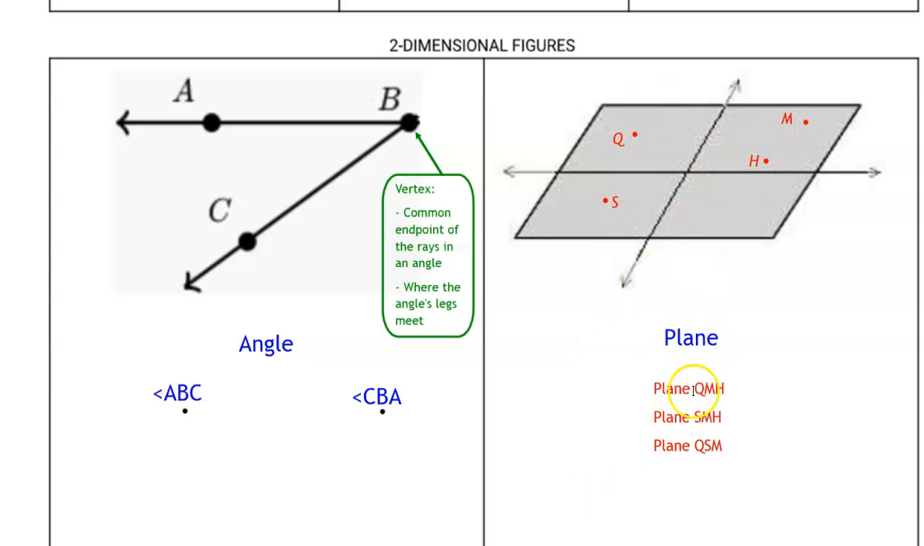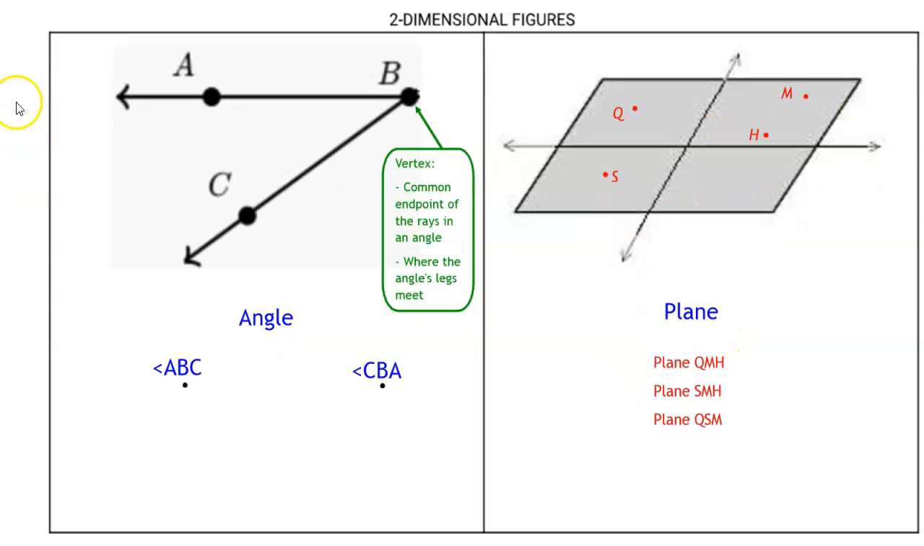So I could refer to this plane as plane QMH, because Q, M, and H all exist on the plane. I can also call it plane SMH or plane QSM. There are a lot of different names that I can use. Most of the time when you're talking about a plane, you just pick 3 letters and refer to it as that. It's not necessary to name it with more than 3 letters.